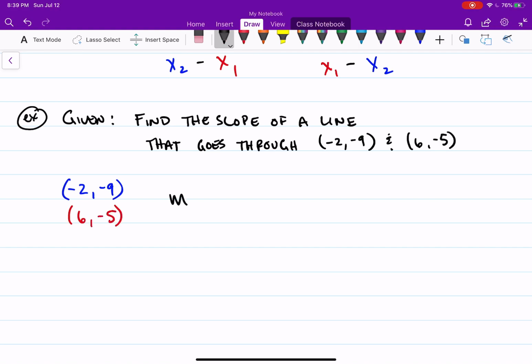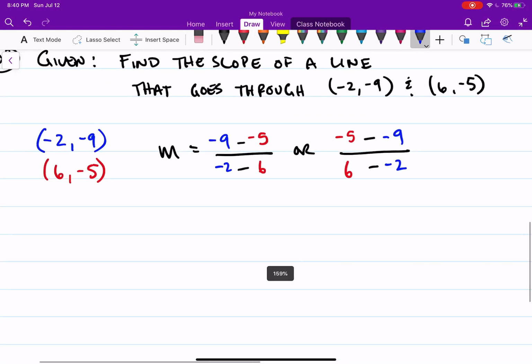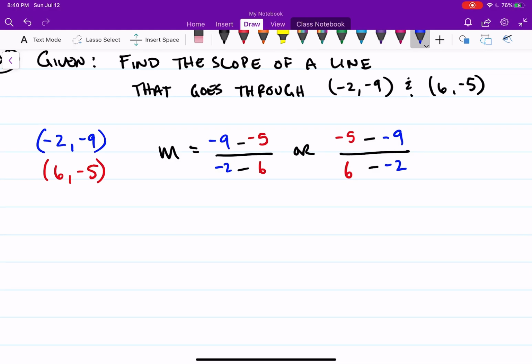So I go, okay, slope is equal to. I'm going to use the blue first, so -9 minus a -5 over -2 minus a 6. Or I can also do -5 minus a -9 over 6 minus a -2. Okay? Both of these ways are exactly the same. You're going to get the same exact answer.